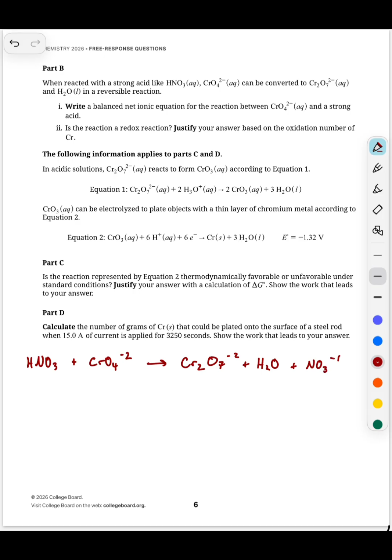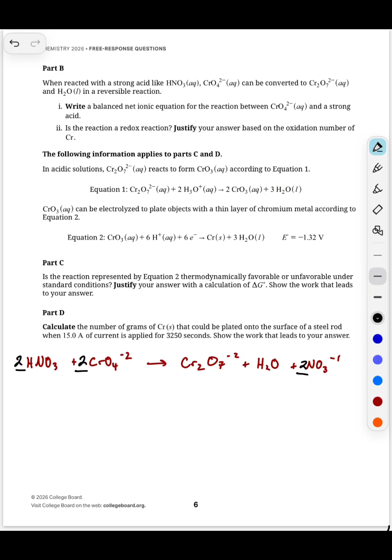Now we have to balance it. If we take a look, there's only 1 hydrogen on the left, but we have 2 hydrogens in the water. So that means we automatically have to double this. If that doubles, we then have to double the number of nitrates on the right. And then on the right side, we have 2 chromium atoms in our ion, and we only have 1 on the reactant side, so we have to double that as well. So now, that is our overall reaction.